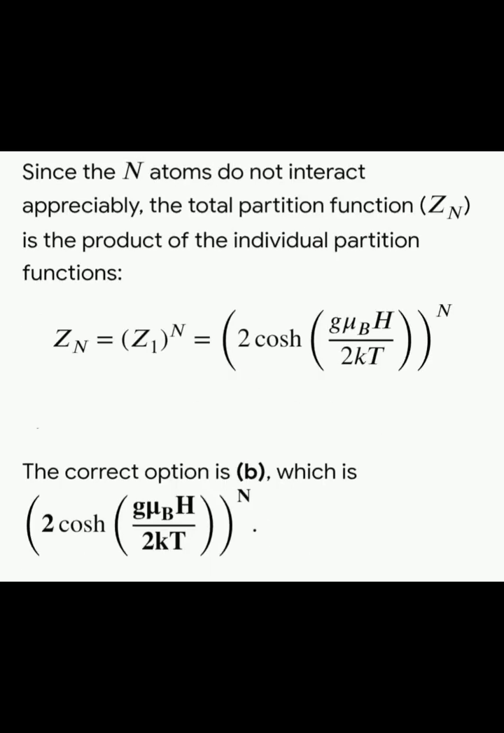Therefore, for N atoms, the total partition function Z N is equal to Z1 the whole raised to N, and this is equal to 2 cosh of g mu B H by 2kT the whole raised to N. So the correct option is option B.